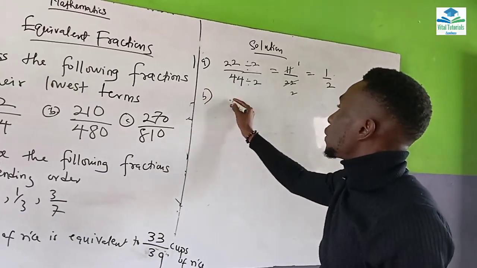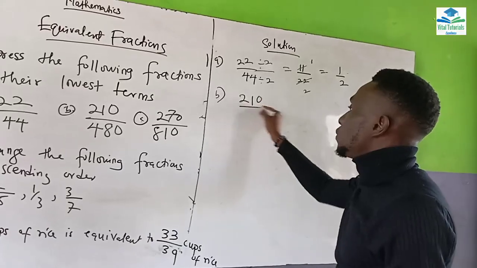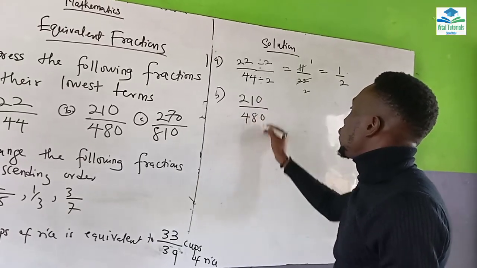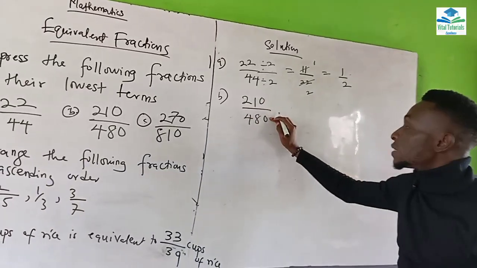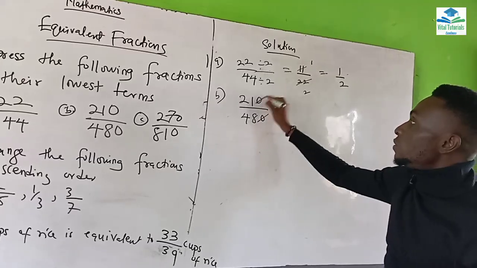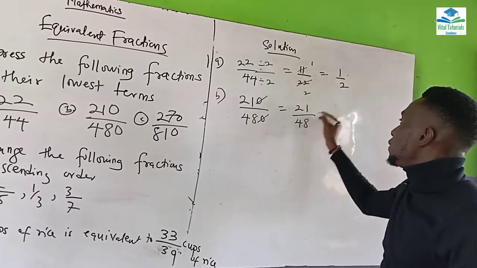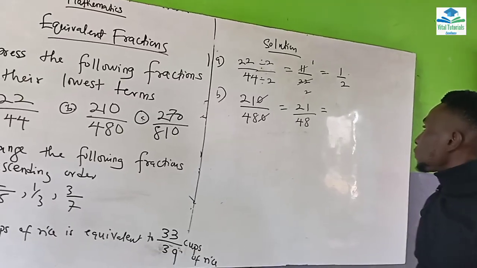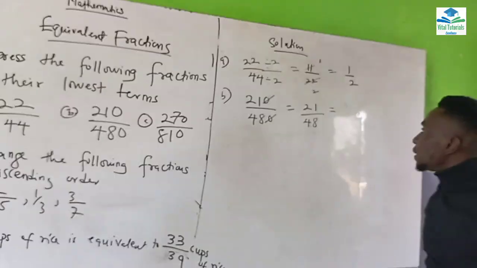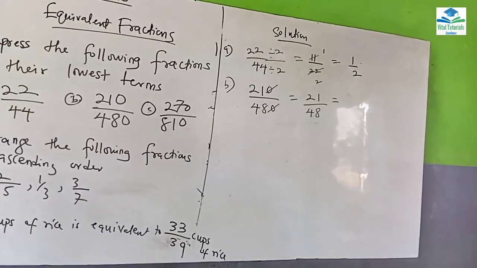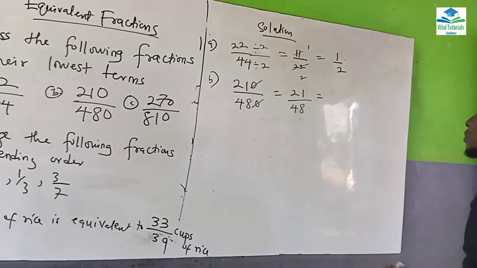We go to b, you have 210 over 480. Whenever you have 0 here, it makes things easy. Just cross out the 0. Therefore, you have 21 over 48. Is there a number that can go up and down? I guess so. I think 3 can go.